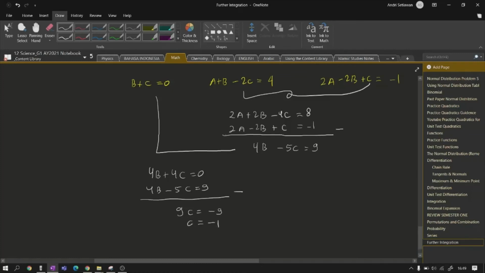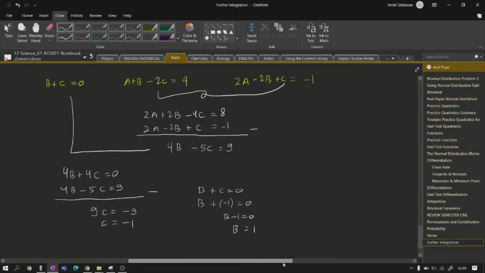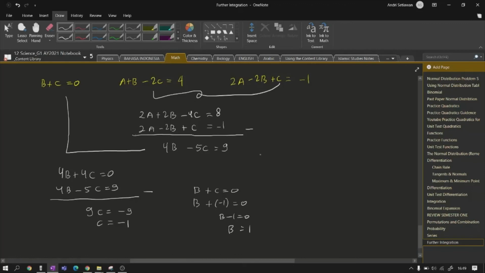So we get the value of c. To find the value of b, you can use this equation or this equation. I will prefer using the simplest equation, b plus c equals 0. Since the value of c is -1, b plus -1 equals 0, b minus 1 equals 0, b equals 1. I get the values of c and b.